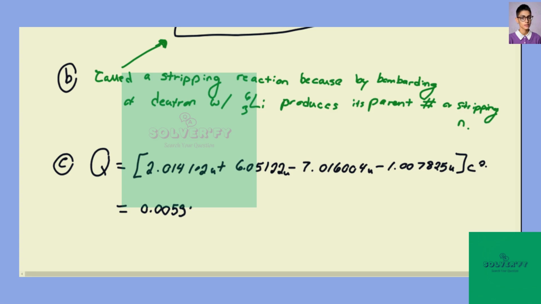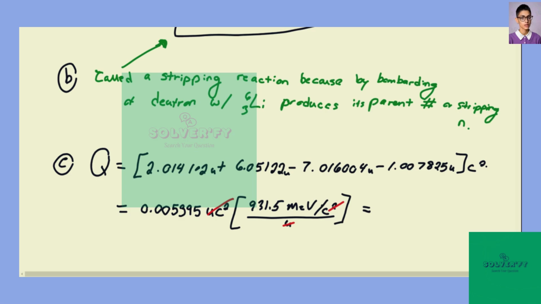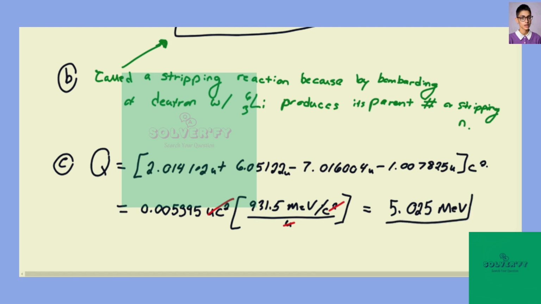0.0005395 u c squared, speed of light, times, we need this in MeV, so 931.5 MeV over c squared u. Okay, and we have this cancels out this, okay? And we end up with a 5.025 MeV. Now we're not done.